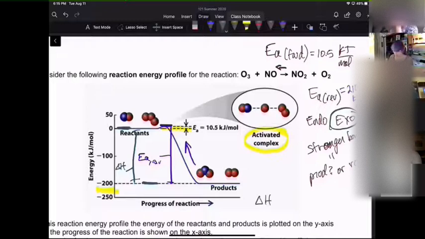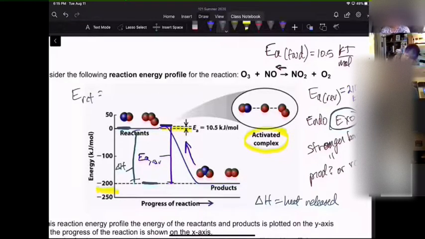Delta H is basically the heat released. Do you remember that? Do you remember doing endo-exothermic and looking at the heat released? So it's basically like the energy of the reactants equals the energy of the products plus that delta H amount. So this is the heat released.